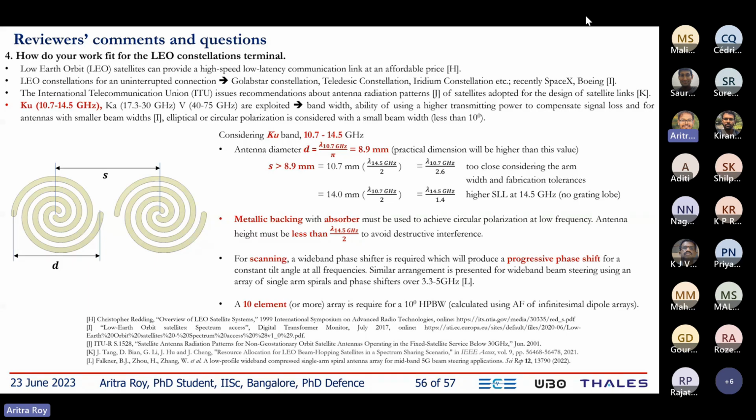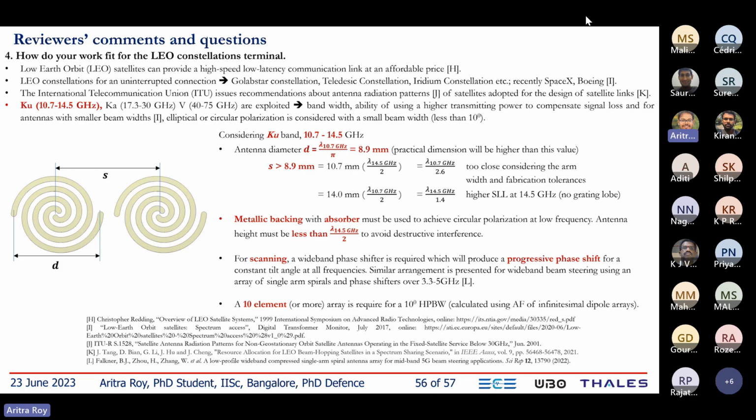Obviously, the spacing between the antennas must be more than the diameter of the spiral. So I selected some values where it is possible to get an inter-element spacing between lambda by 2.6 and lambda by 1.4. So maybe we can make an array for Ku band without having grating lobes. But there can be many physical, practical problems which we can address later.